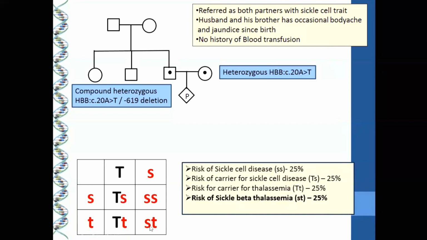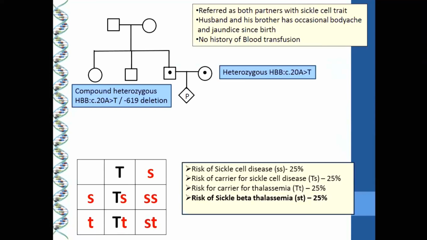This Ts, then ss, st, and tt. So the risk of sickle cell disease is 25%, and sickle beta thalassemia is 25%. Sickle cell disease has different manifestations, and sickle beta thalassemia has different manifestations. Now we know that the father is also having sickle beta thalassemia with no symptoms. So we have to keep that in mind.